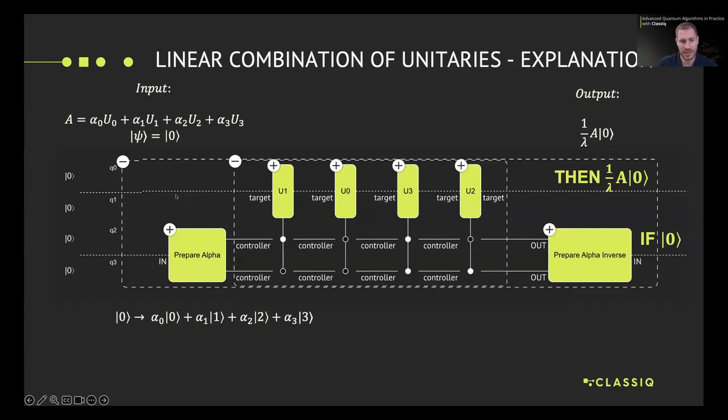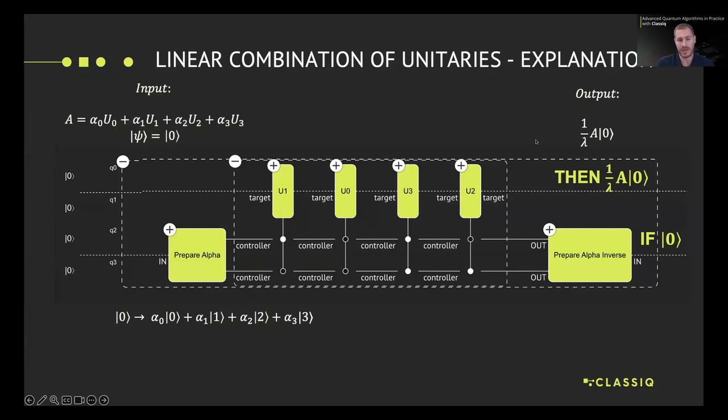So we prepare alpha according to the decomposition that we have of the non-unitary A. We prepare alpha, prepare state. We apply control unitaries. The controls are according to the states corresponding to the alpha coefficients. We prepare alpha inverse, and then only if we measure in the prepare register the value 0, only for 0, we know that the action that was applied on the initial psi state is the action of A, the non-unitary A, up to a normalization factor.